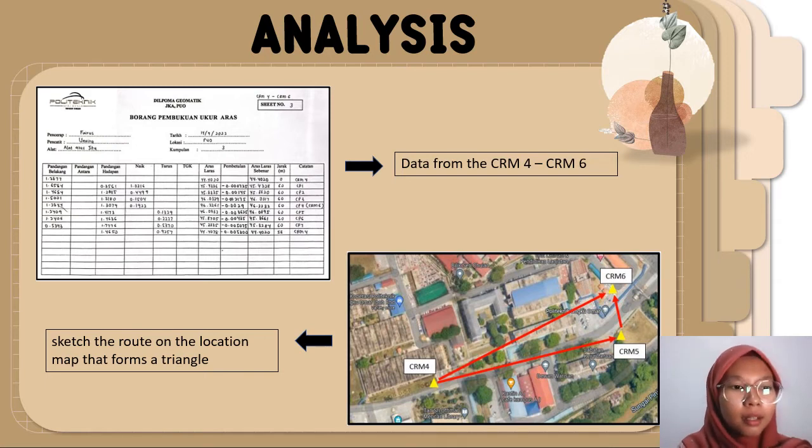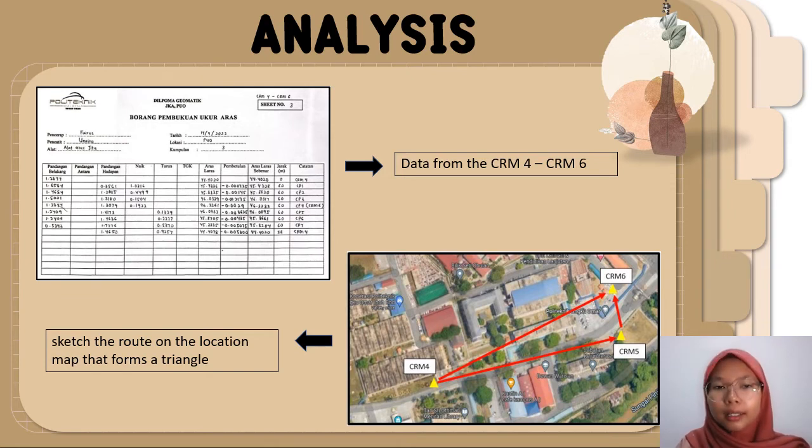backsight, foresight, and the reduced level. Also, we need to do the correction to get the true reduced level, and then we need to calculate the misclose using the distance. So in this data, we get the level is closed because the misclose is 0.002.